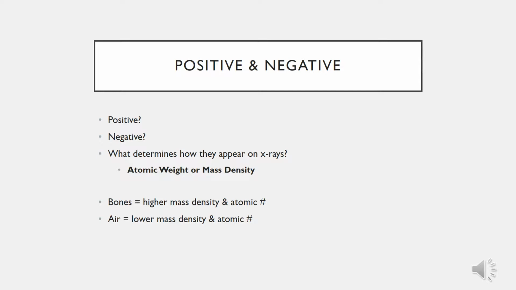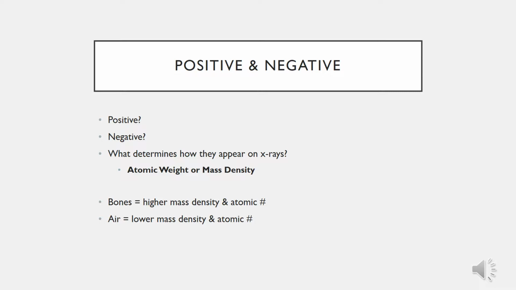So remember that our contrast agents, our barium, our water soluble, our air can all be broken down into positive or negative contrast groups. And this is based on how they appear on an X-ray. And how they appear on an X-ray is based on the substance's atomic weight or the mass density. So the higher the atomic number, the more X-ray photons are going to be absorbed. So just like bone, it's going to appear white. The lower the atomic number, the more X-ray photons will penetrate through and therefore a darker appearance.